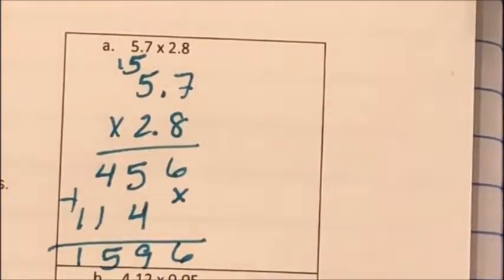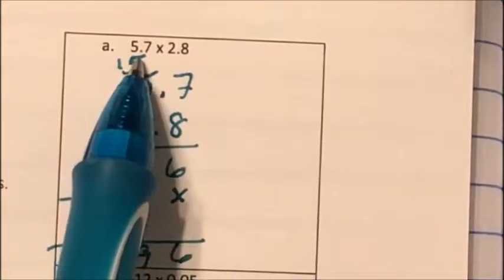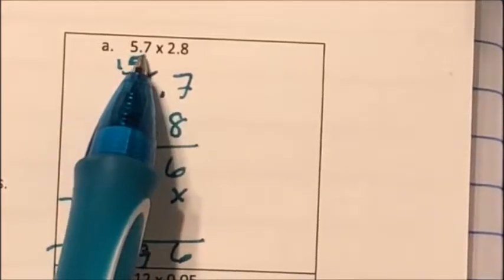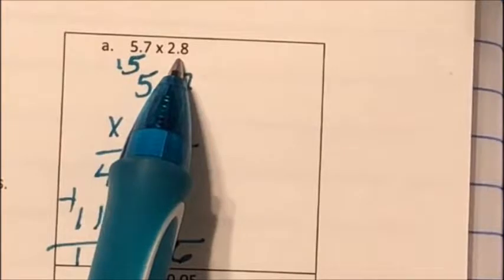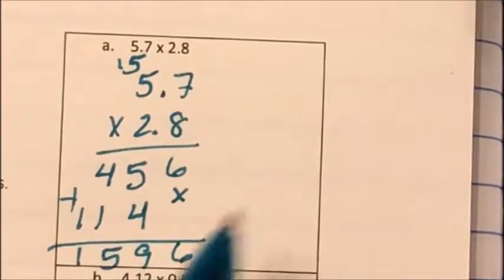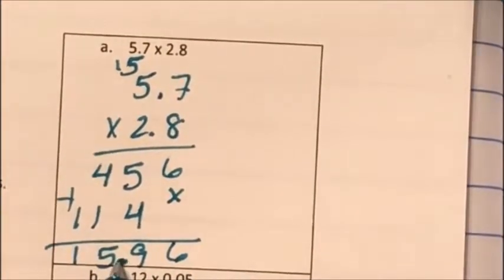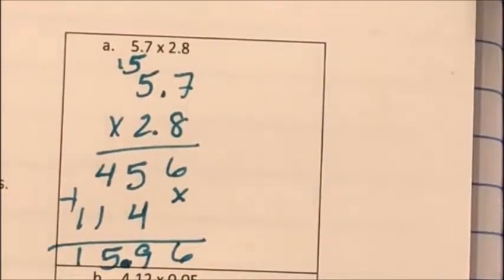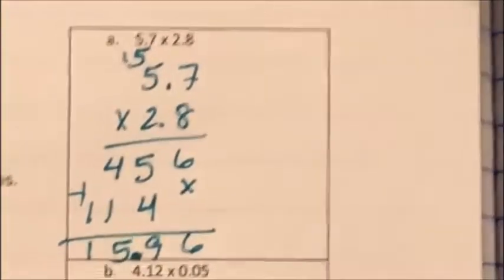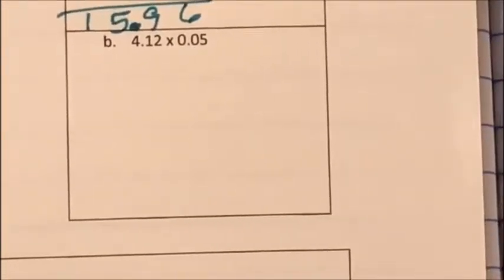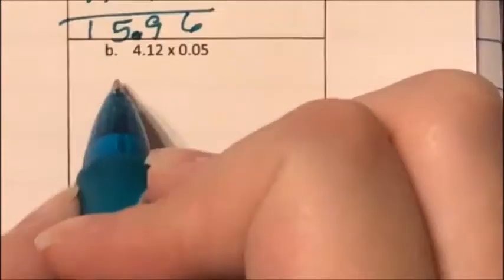I get 1596. 5.7, there's 1 decimal spot there. 2.8, there's 1 there. 1 plus 1 is 2. Move my decimal over 2 spots, so I get 15.96. Letter B says 4.12 times 0.05.